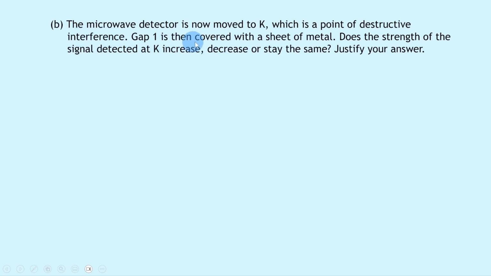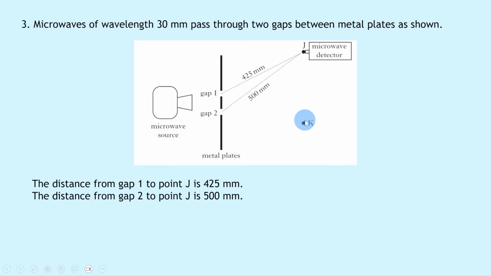Part B says the microwave detector is now moved to K, which is a point of destructive interference. Gap 1 is then covered with a sheet of metal. Does the strength of the signal detected at K increase, decrease, or stay the same? Justify your answer. So looking back at the picture, here's our point K, and we're saying that if gap 1 was covered, what would be detected by the microwave detector at point K?